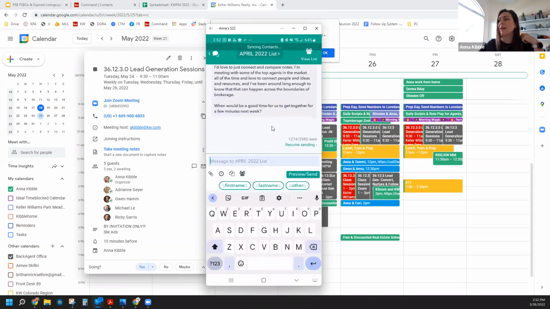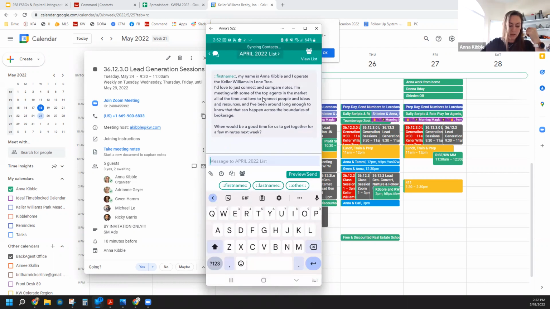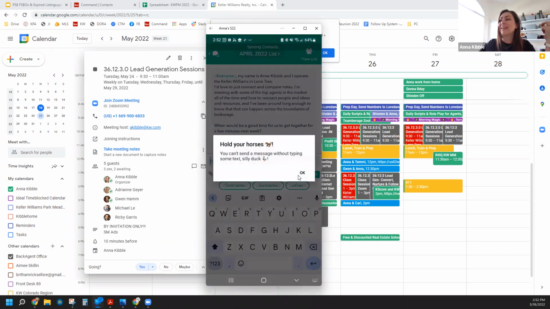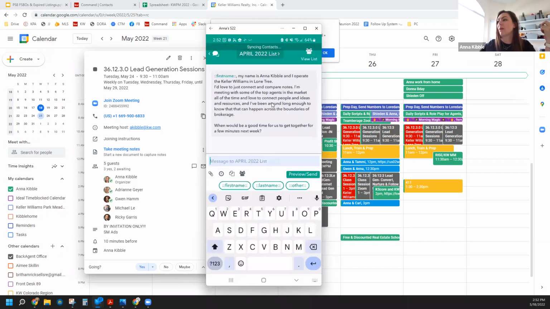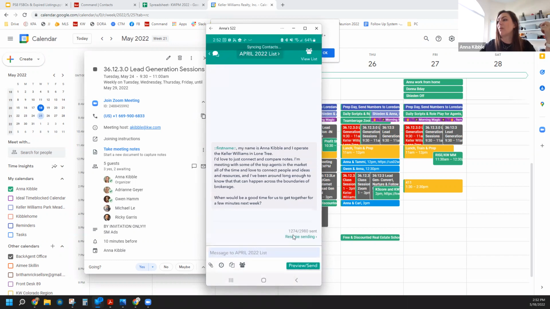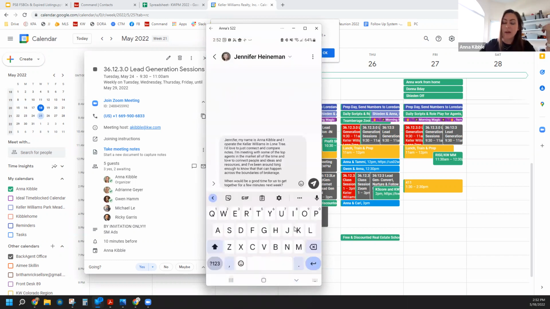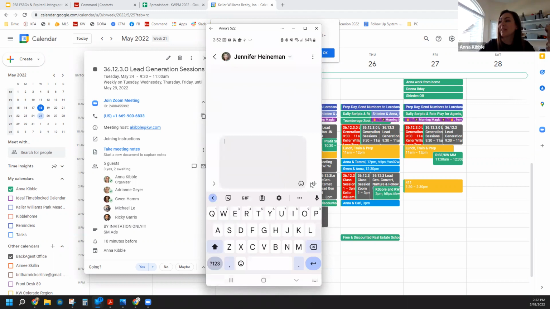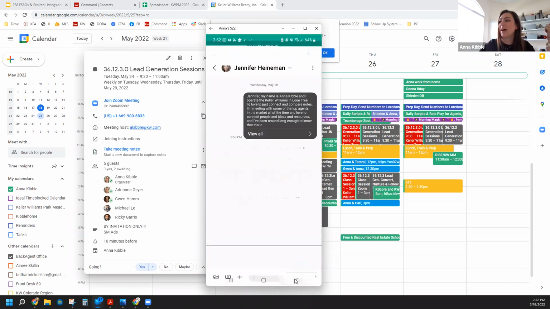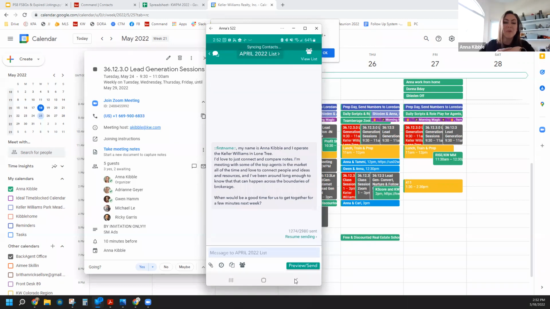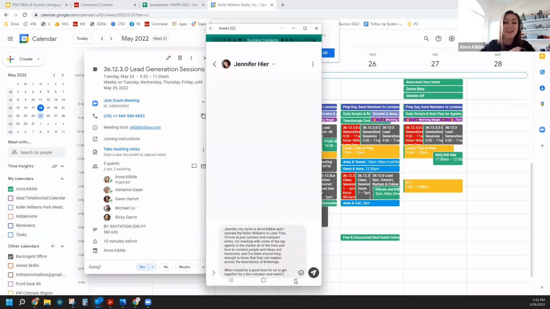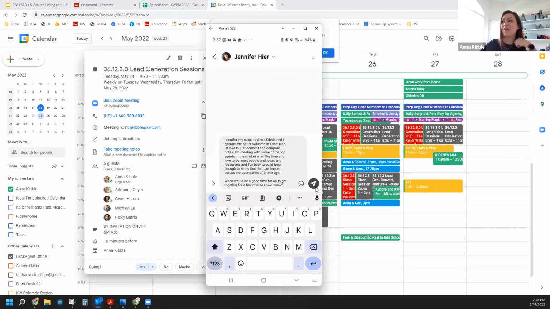So here's what this text message looks like. Yours can look like anything you want it to look like, right? Hi, my name is Anna. I operate the Keller Williams. Would you be interested in meeting with me? And so I have actually a list of people loaded in here already, and I'm going to go ahead and send this message. Oh, no, hold on. I want to resume sending it because I've been sending this a lot. I've got a lot of people on my list. So I'm going to send this message to Jennifer. She's the next person on my list, and I'm just going to say send, and then I go back, and now it's automatically going to load the next person on my list, and it's going to pop their name in there, and I'm going to send this different Jennifer the same message.